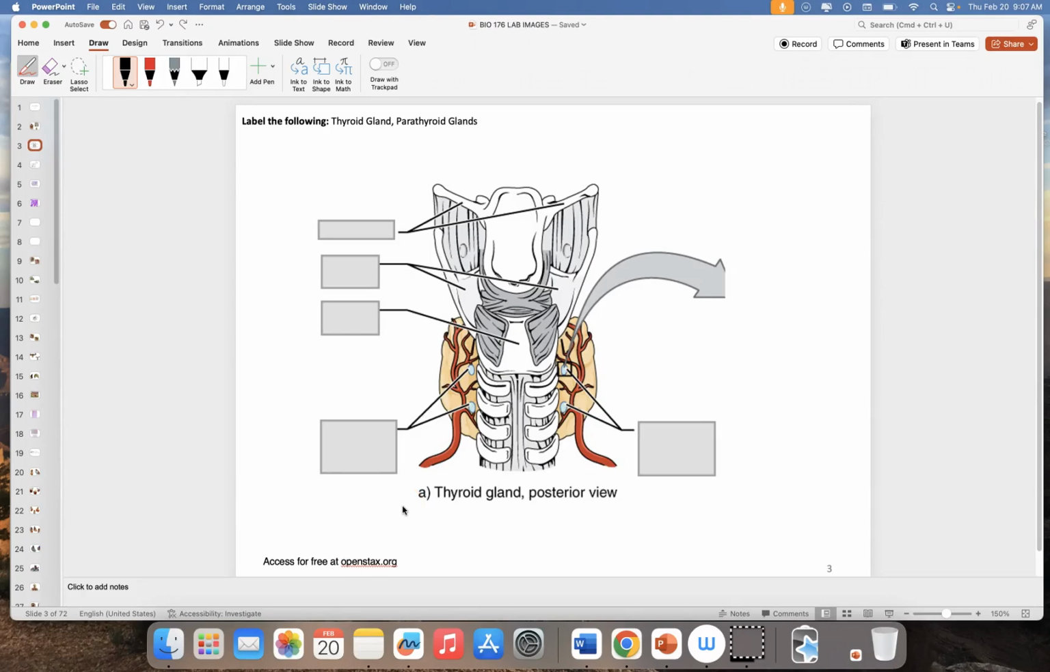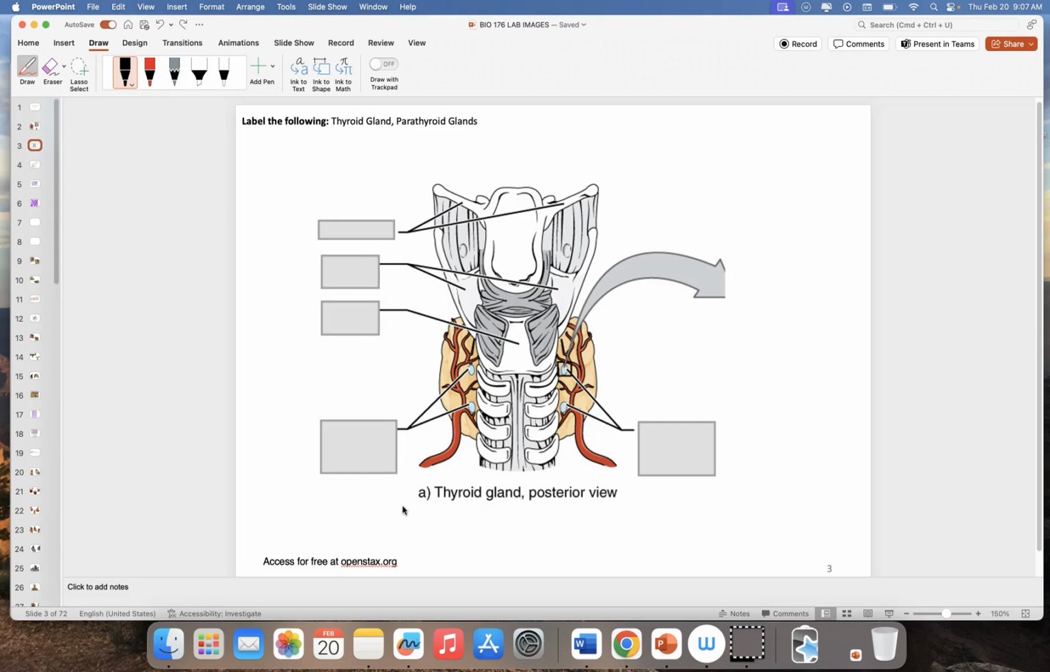In our video here, we're going to take a look at the parathyroid glands. I am going to use this image from the A&P OpenStax book because we don't currently have a model in our lab with the parathyroid glands.